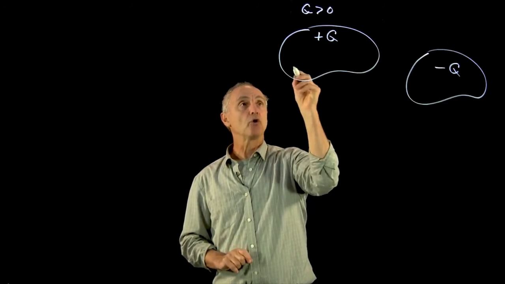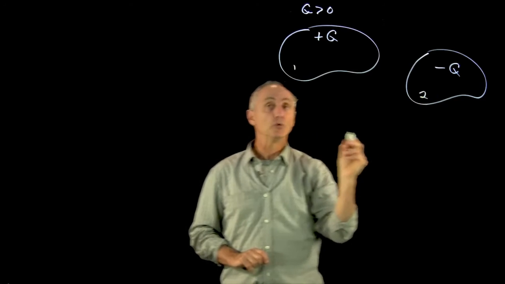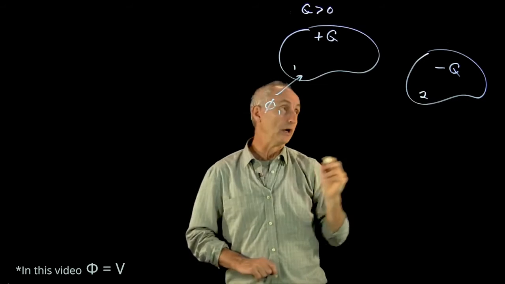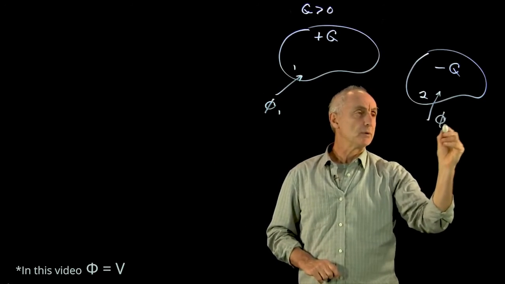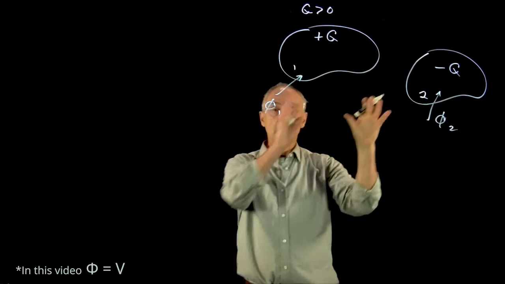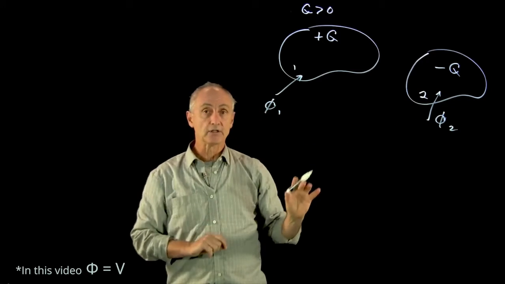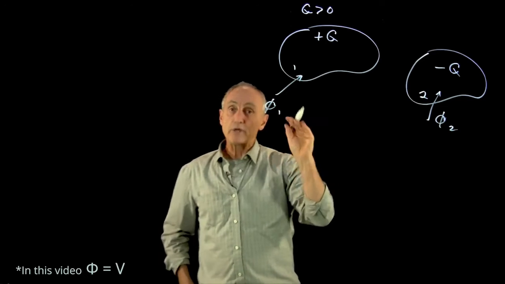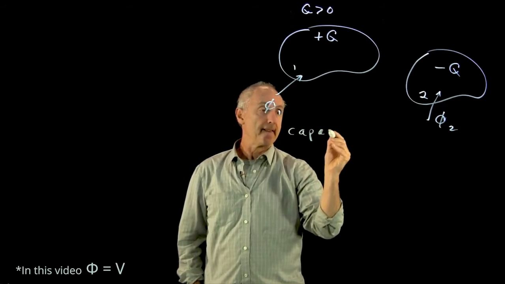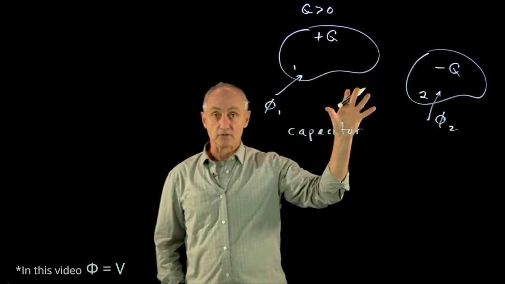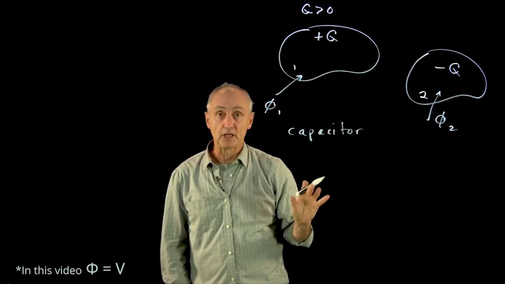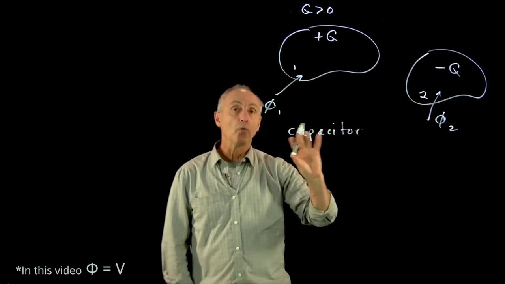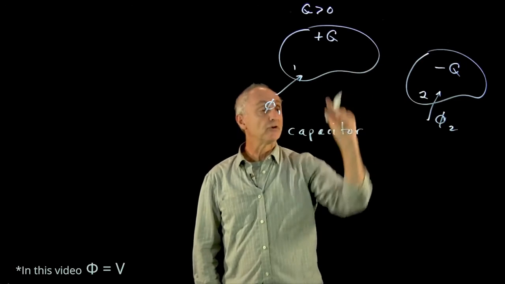And remember that we'll call this conductor 1 and this conductor 2. This conductor is an equipotential surface with potential phi1, and this conductor is an equipotential surface with phi2. This arrangement of 2 isolated conductors held at different potentials is what we call a capacitor. Now, there are many special cases of this, which we'll examine in detail: parallel plates, coaxial cylinders, concentric spheres. But in general, this is called a capacitor.